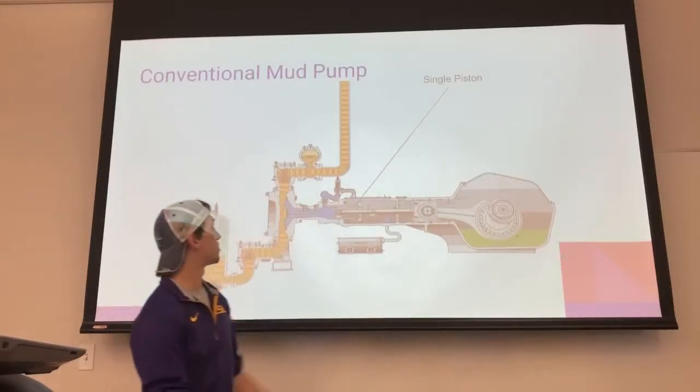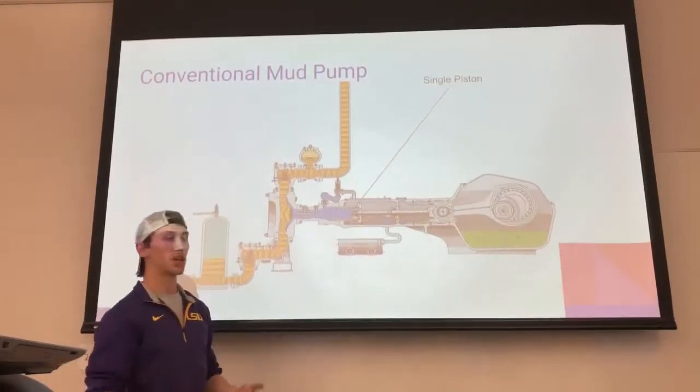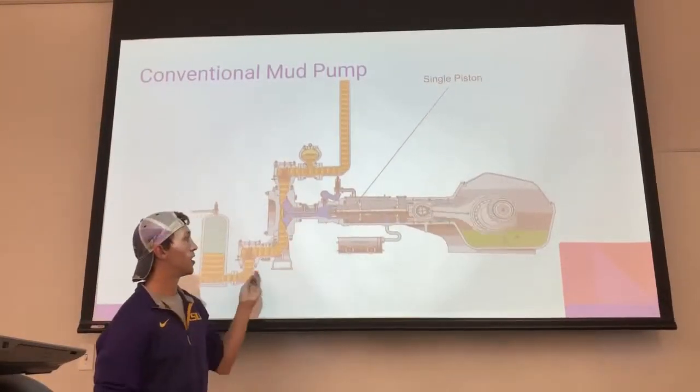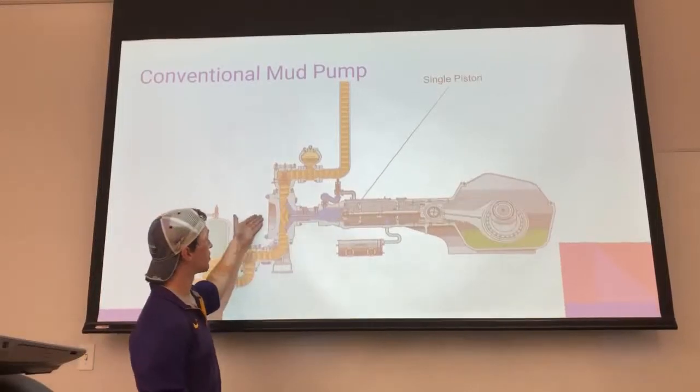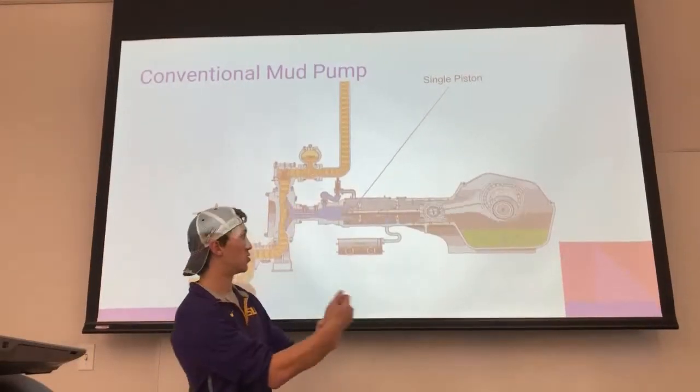So this is a conventional mud pump design. As you can see, it's actually only got one acting piston. Typically they come in a triplex pump, which would be 3 of these in a row. You have your flow line, and because it's a single acting piston, you actually have a lull in the flow. Our design is geared around combating this, as you can see in the next slide.